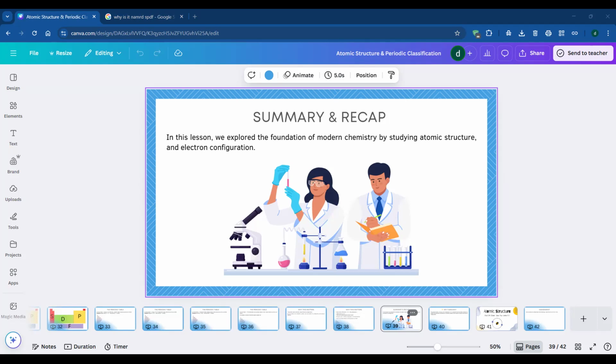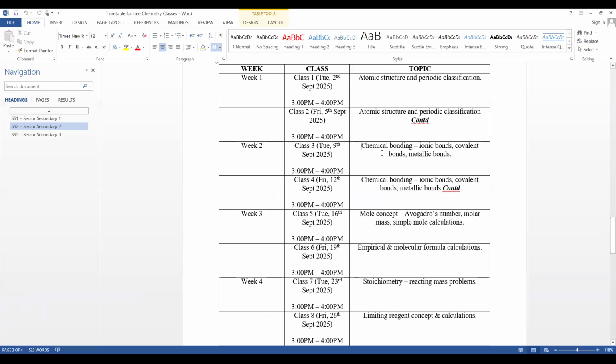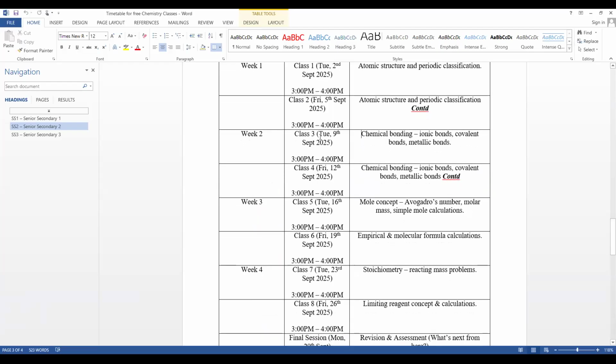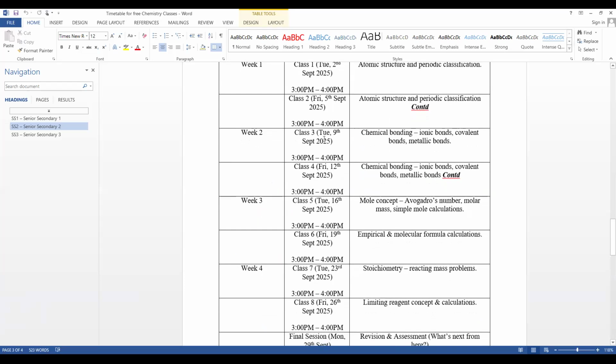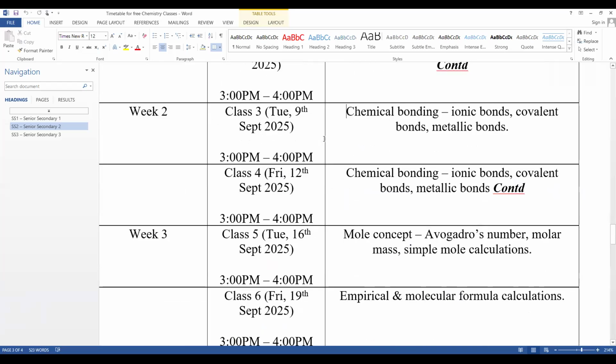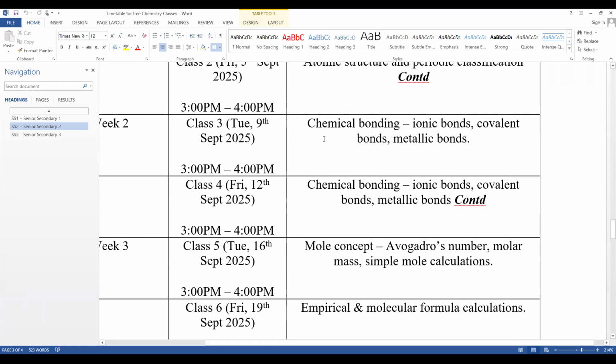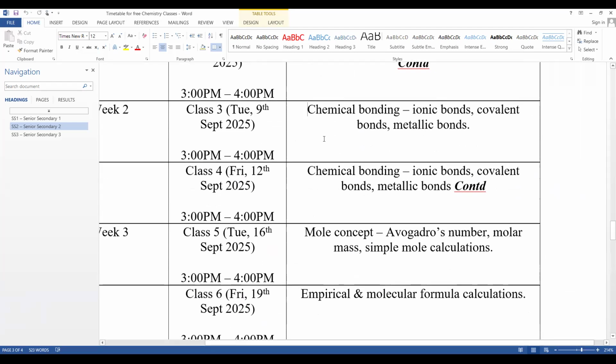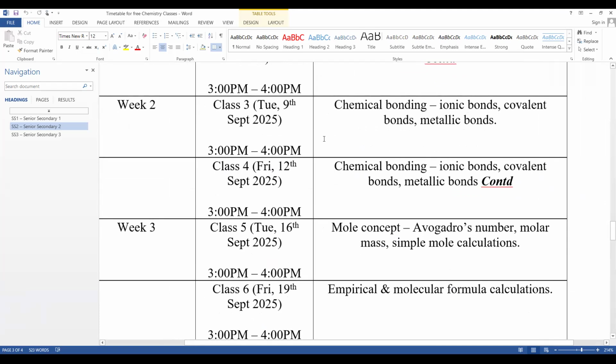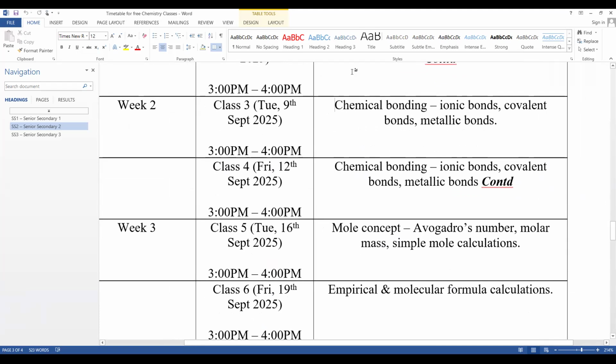Okay, here is what we're going to be treating in our next class. Can you see what's on the screen right now? On Tuesday, 9th of September, we're going to be dealing with chemical bonding. We're talking about ionic bonds, covalent bonds, and metallic bonds. Are you looking forward to the class? Yes, sir.